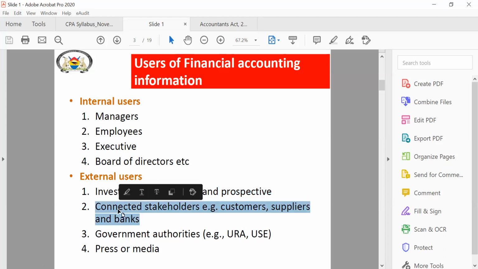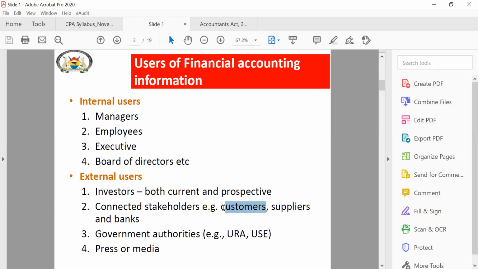And then we have connected stakeholders. We have customers. Customers are interested in the accounting information because they want to know the reliability of the business. A case in example, a supermarket will be interested in the financial accounting information of its supplier that provides it with grains, because they want to know, do they have capacity? Some customers, especially corporate customers, take 30 days to pay. The question is, can the company survive if we take less than 30 days to pay? Do they have enough cash?